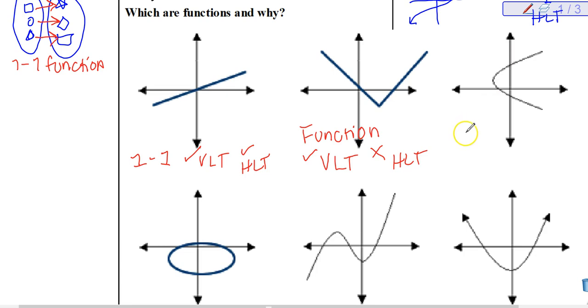That's not a function. It has to pass the vertical line test to be a function. That fails the vertical line test. So you know what we call that? That's a relation. It's not a function. They're all relations, by the way. So it fails the vertical line test, so it doesn't even matter that it passes the horizontal line test, because it's not a function.